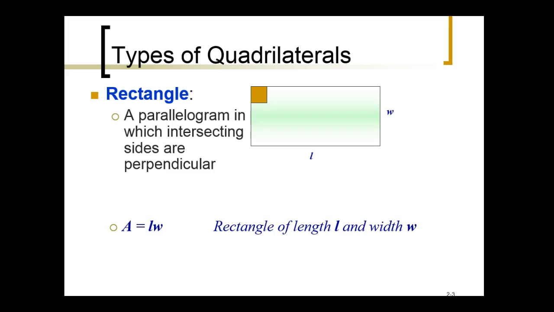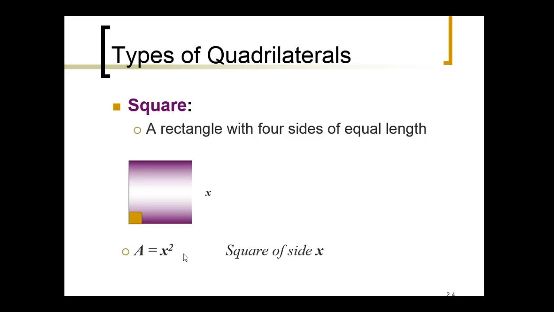Alright, here's one that you're probably very familiar with, a rectangle. A parallelogram in which intersecting sides are perpendicular, consisting of a length and a width, and the side opposite the length is also the length, and the side opposite the width is also the width. The area is length times width. In a square, all 4 sides have the same length, and the area is x times x, which is x squared.